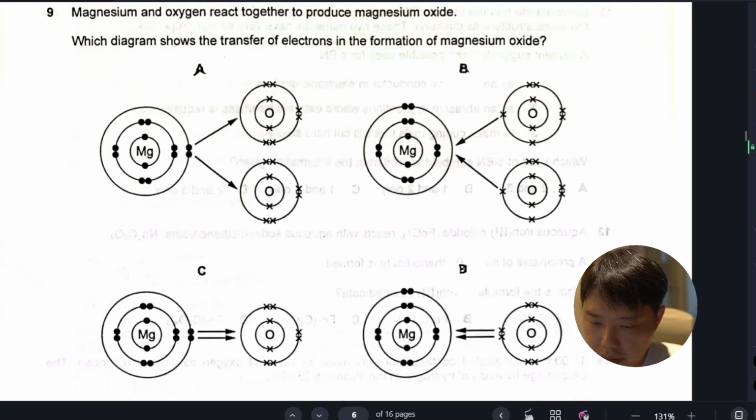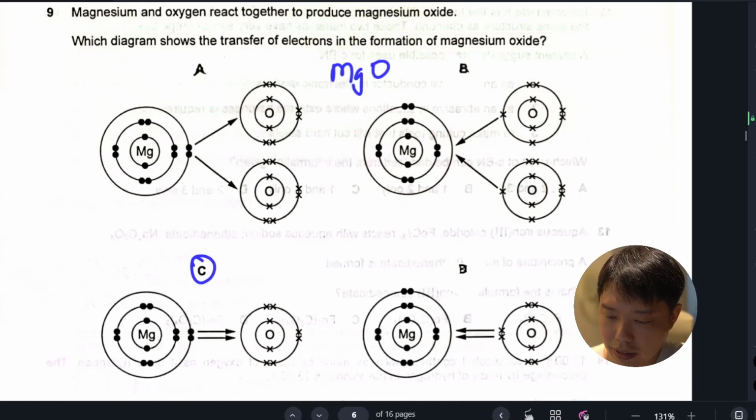Okay, question 9, magnesium and oxygen react together to produce magnesium oxide. So actually, for magnesium oxide, the formula is just MgO. Two electrons are lost from magnesium to go to 1 atom of oxygen. So both will go to 1 atom of oxygen, which means that our answer is C. I mean, it's quite obvious that C is the only one with the correct formula and the correct direction of the electron from metal to non-metal.